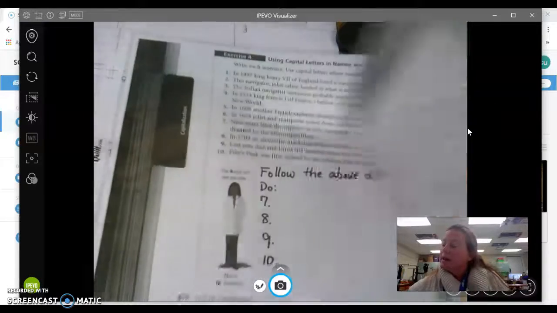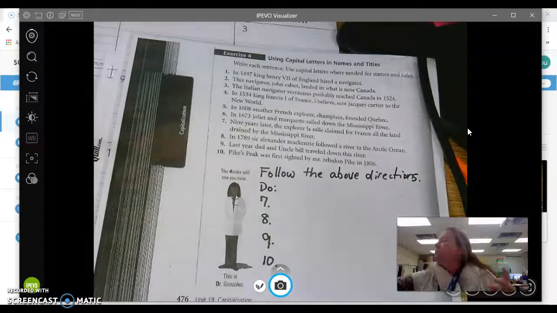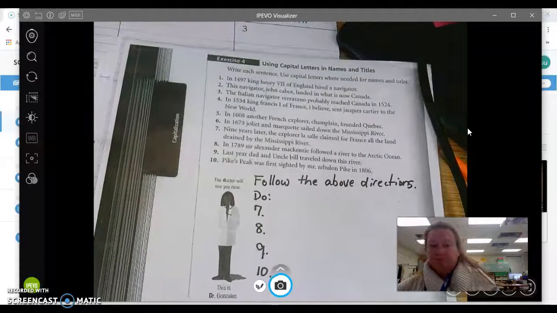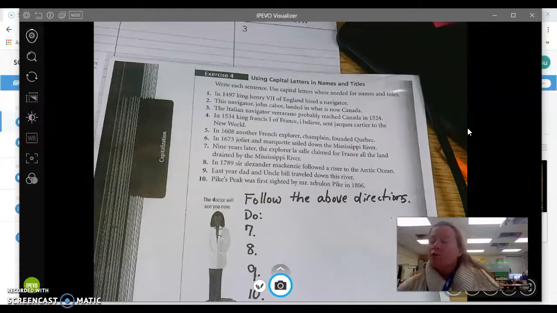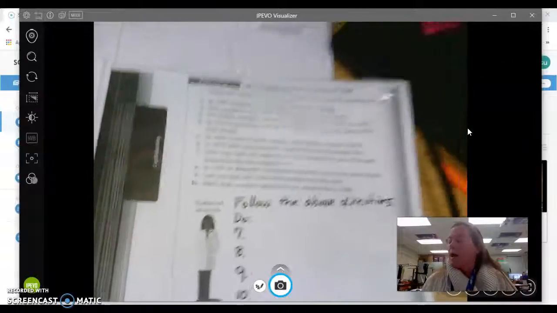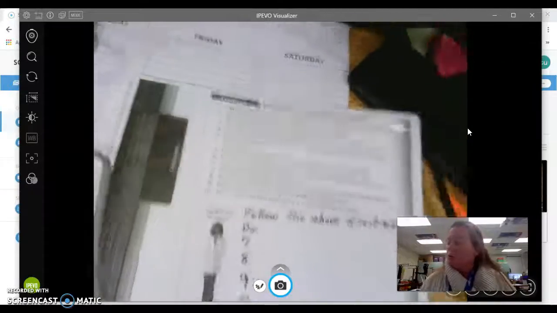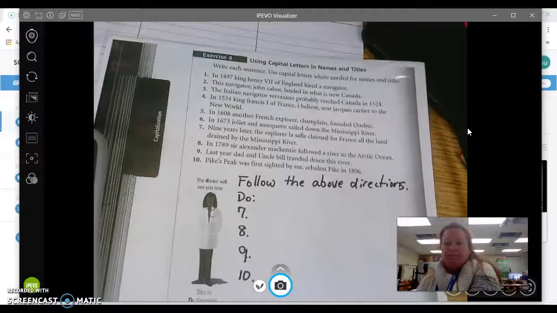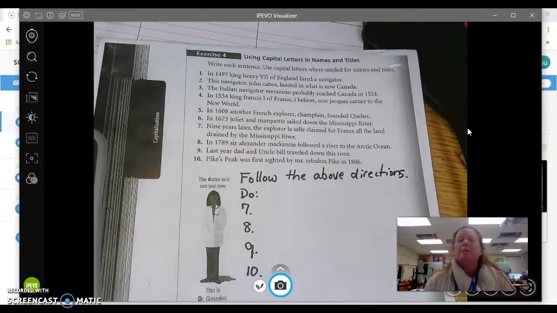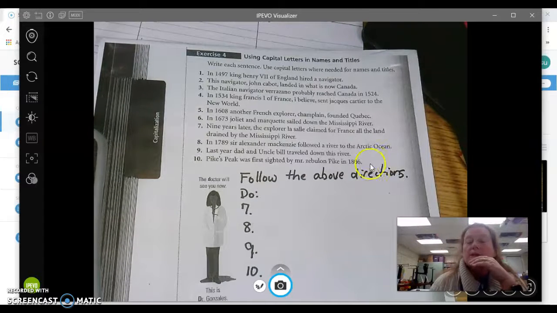All right, let's look at exercise 4. Exercise 4 takes it a different way and has you see how it is in a sentence structure. In this instance, it wants you to rewrite the sentences. We're not going to rewrite all of them, just 7 through 10. Again, you're going to use Cami. You're going to go over the top of the letters that need to be capitalized.